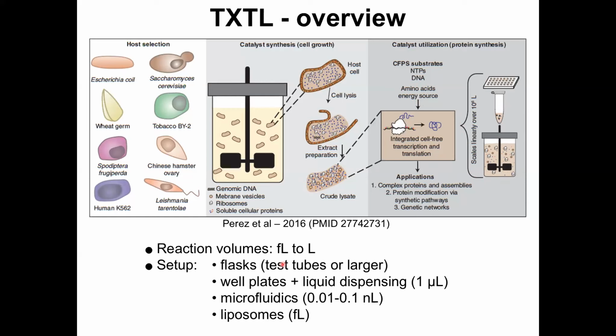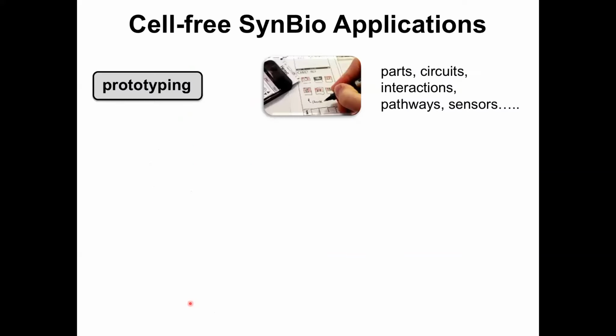Some characteristic here, the reaction volumes of cell-free reactions is just phenomenal. You go from the femtoliters, the size of E. coli, up to some liters, and there are some companies doing 100-liter cell-free reactions. Flask, well plates, so flask for large volume, well plates on the scale of a few microliters. Microfluidics, very popular. At that scale here, a fraction of nanoliters, and finally synthetic cells. You can go down to femtoliters. You will see this a little bit at the end of the talk.